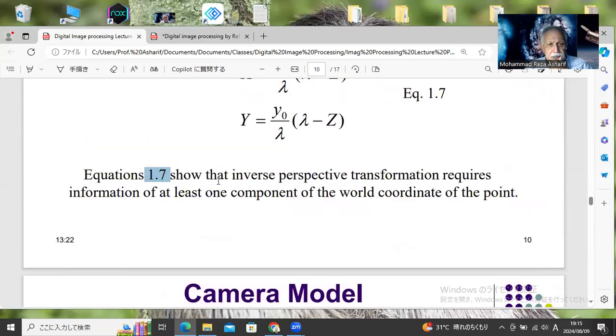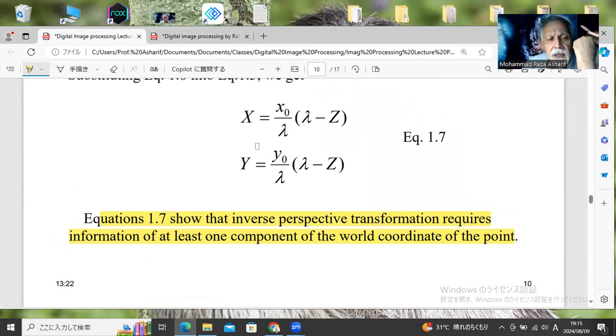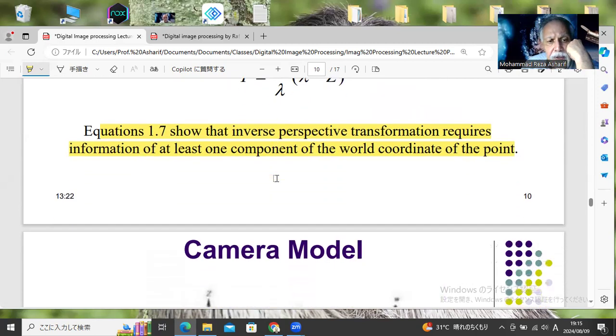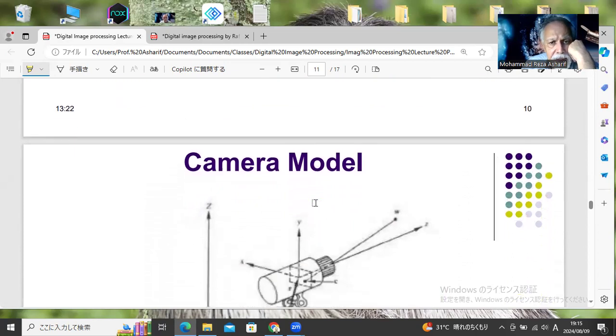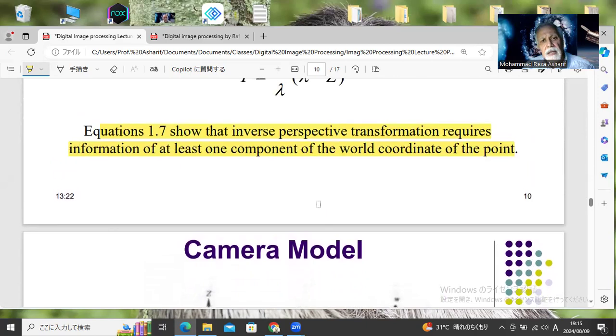That shows the inverse transformation result requires at least one component of the world coordinate of the point. If you have one point, then you will get the world coordinate. This will be discussed later in the camera model. And here I stop the perspective topic. Thank you very much.